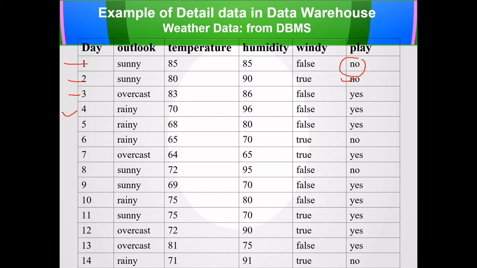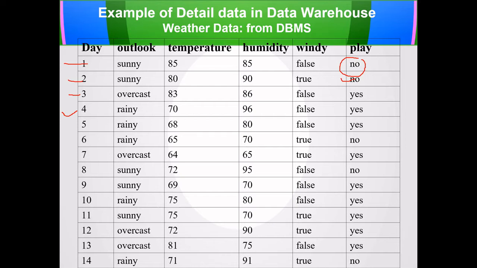So what does this data say? When day is 1, outlook is sunny, temperature is 85, humidity is 85, wind is false, and the decision taken is no for playing the match. Similarly, what does day 2 say? Whenever outlook is sunny, temperature is 80, humidity is 90, wind is true, the decision taken is again no. So this slide shows an example of detailed data in the data warehouse.